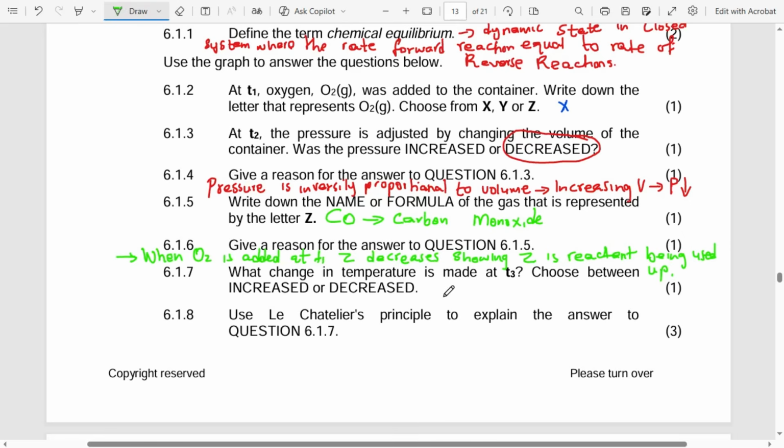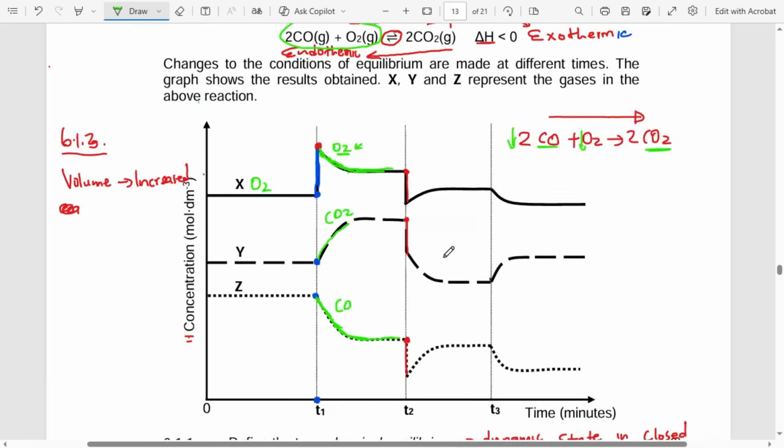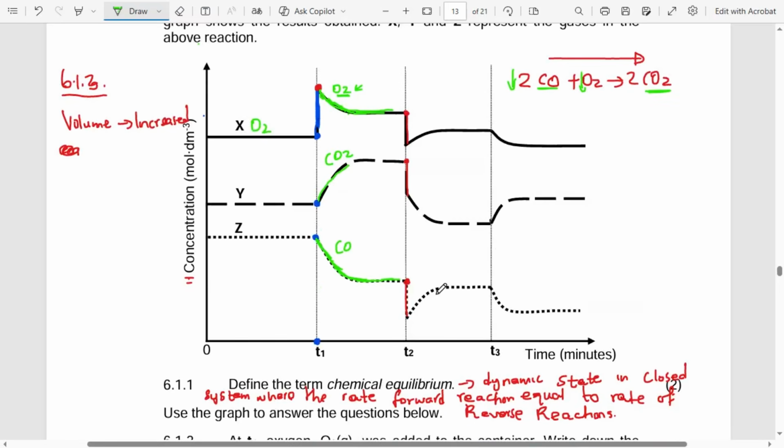What change in temperature is made at T3? Choose between increase or decrease. Then they want you to use Le Chatelier's principle to explain that answer. Okay, let's look at T3. What temperature change is being introduced at T3?